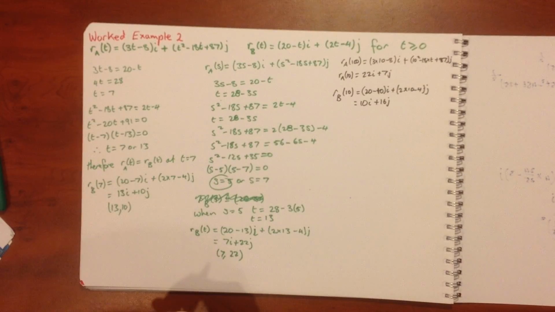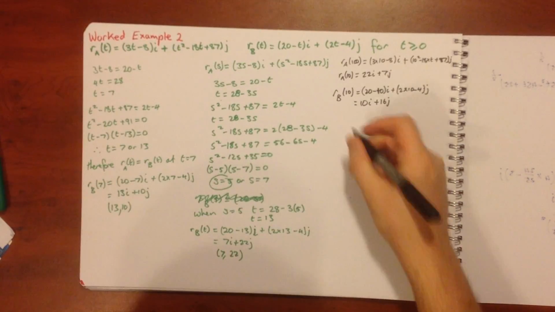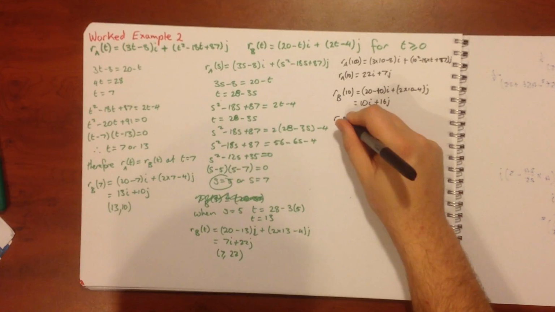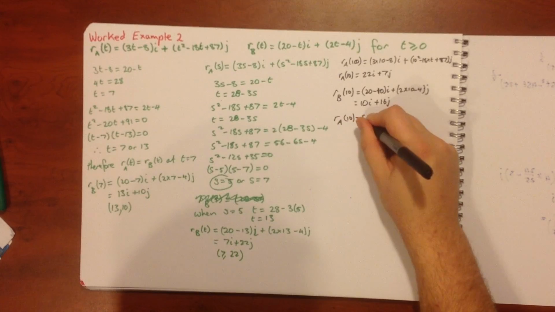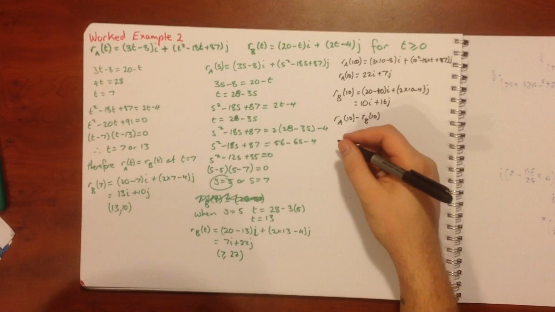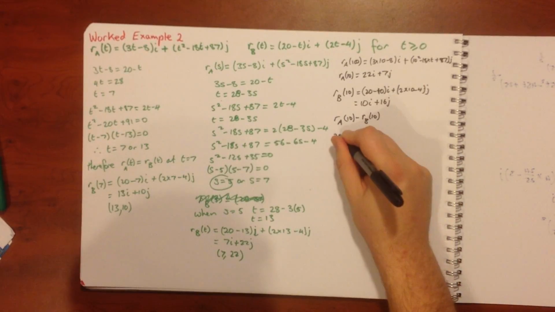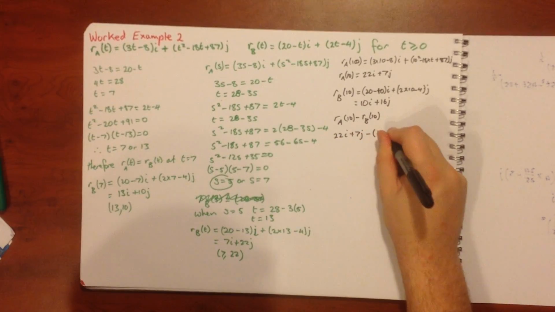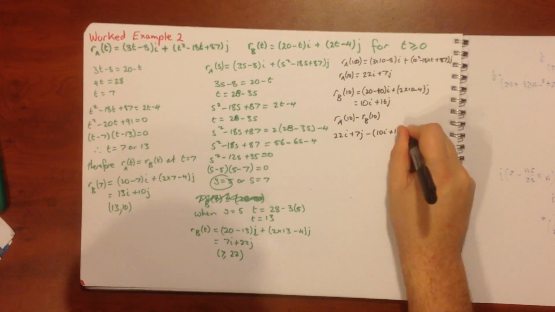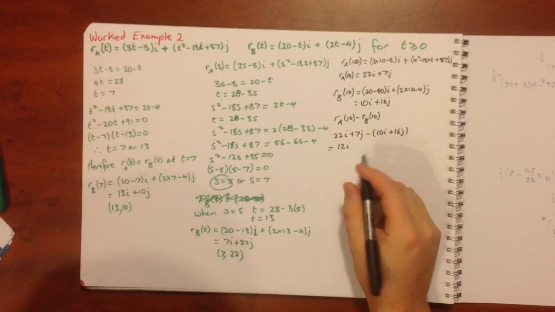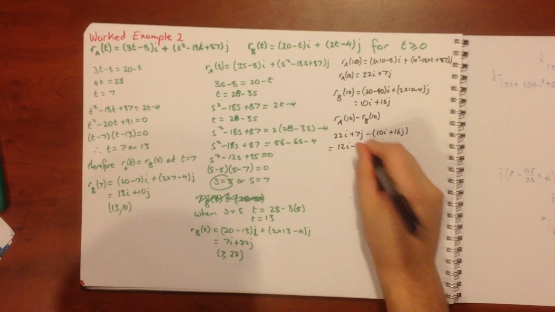So what we do here is find the difference between these two. We say RA of 10 minus RB of 10, which means we've got 22i plus 7j minus 10i plus 16j, which means 22 take 10 gives us 12i, 7 take 16 gives us minus 9j.